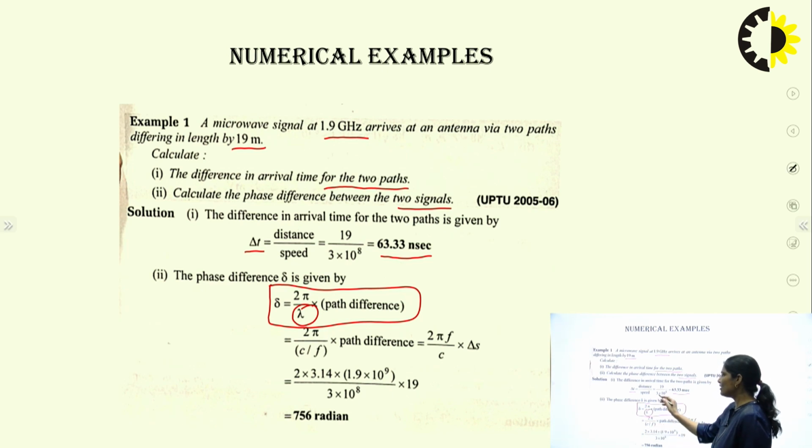And c, you all know it is universal, that is the speed of light, 3 × 10^8. Now the frequency is given in the question, that is 1.9 gigahertz. So you can put in all these values, and delta s is equal to 19. When you put in all these values, you will get 756 radians. So this is the phase difference between the two signals.